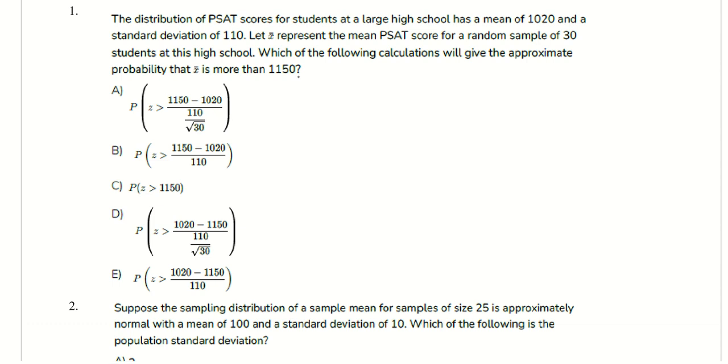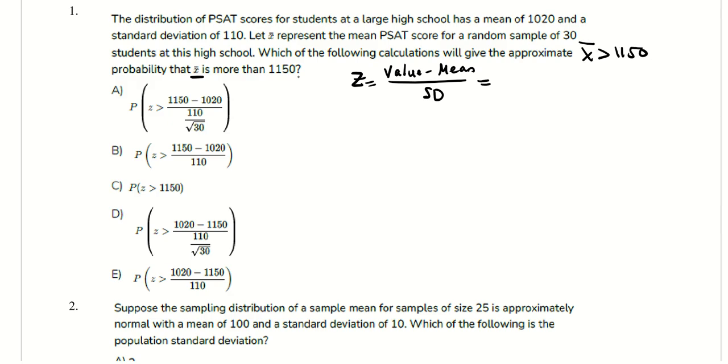Okay, so first off, we need to calculate, basically, what they're asking is how do we calculate the z-score? Remember that the z-score is the value minus mean divided by the standard deviation. Well, in this case, the value is X bar, and you're looking for X bar more than 1150. So you're saying X bar is greater than 1150.